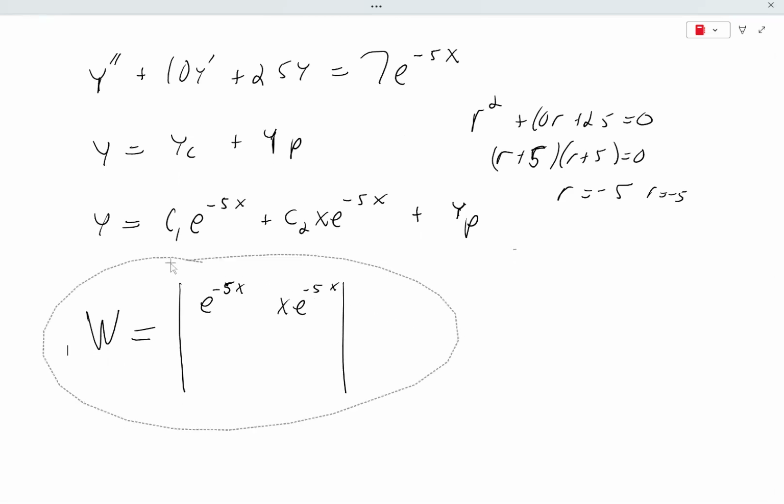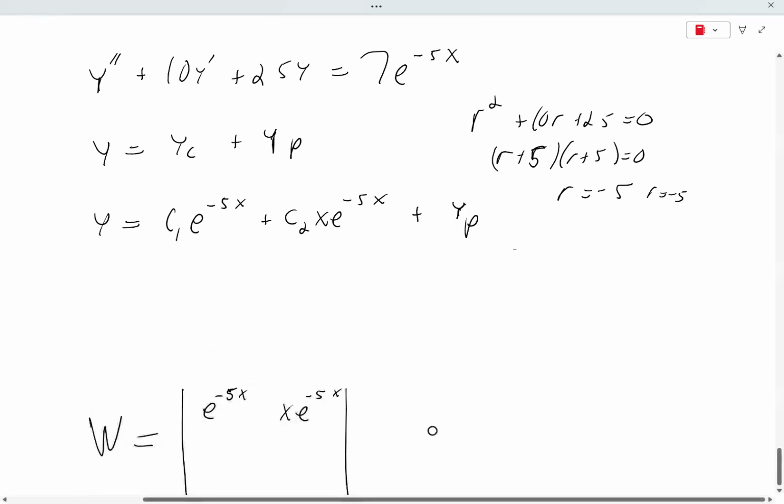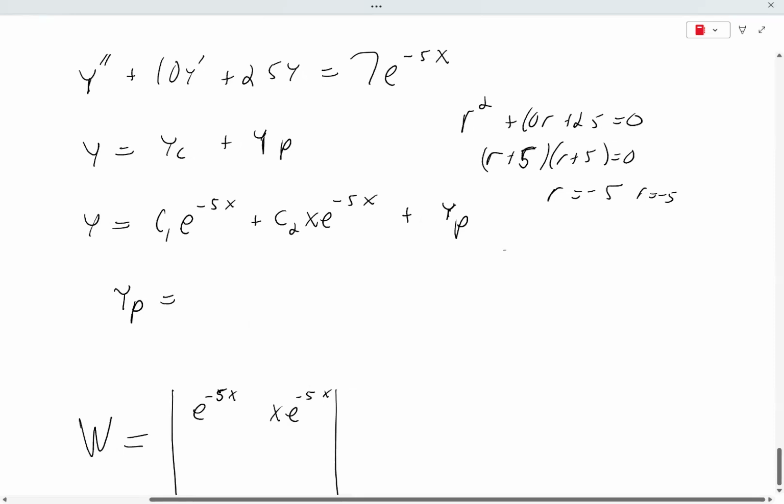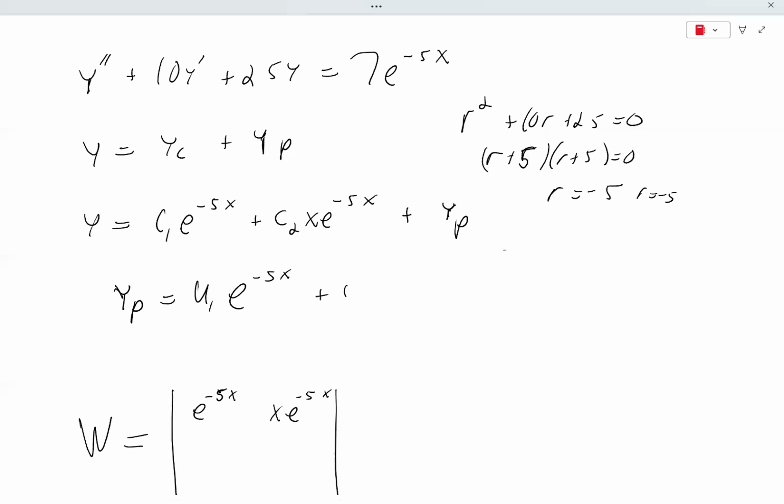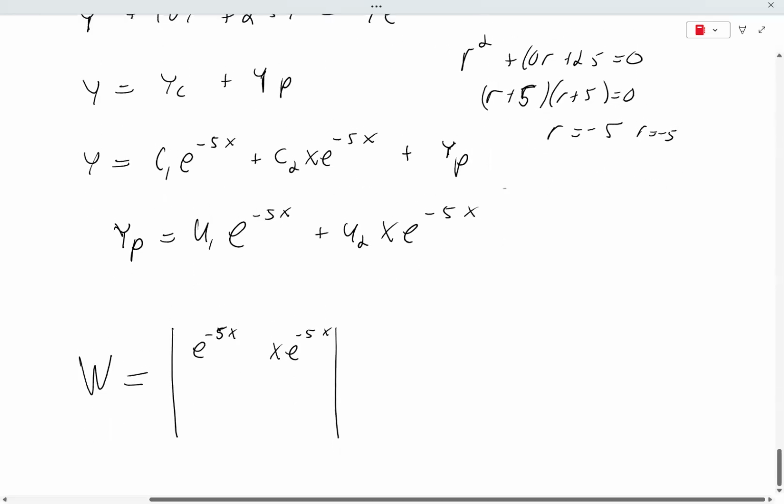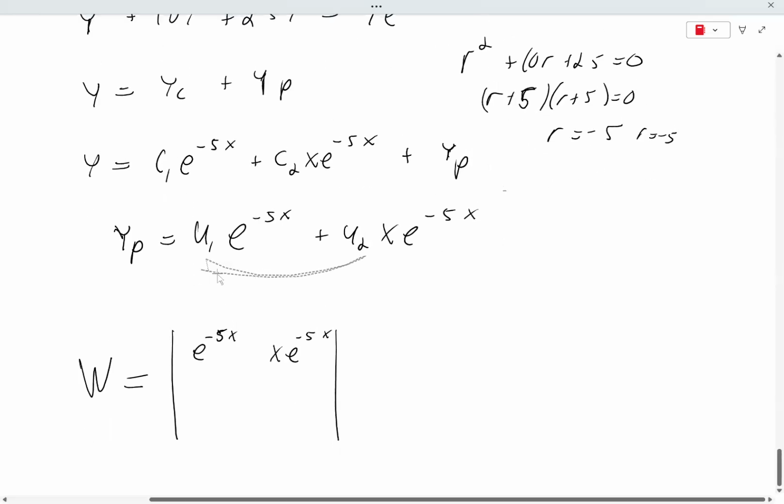And actually, let me go down one line here. I'll show you one thing, right? For the y sub p here, it looks like this. You have a u sub 1 e to negative 5x plus u sub 2 x e to negative 5x, right? It's going to have this form here. For the y sub p, it's going to look like this, where these are functions of x that we've got to find. Now, in order to find these u's, you first got to find this thing here, where you use these parts here. Those go here.